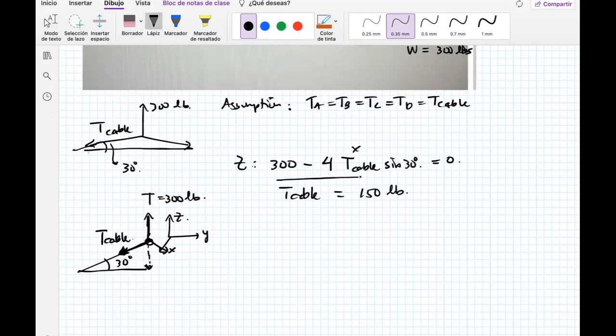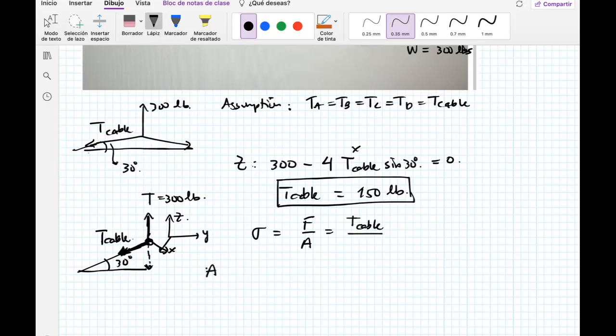So each cable is trying to lift a load, in tension of 150 pounds. That's kind of the idea. Now, let's just work out the normal stress for each cable. So I'm going to pick this. This is force divided by area. That is T of the cable divided by the area. So the area is the cross-section area of each cable.